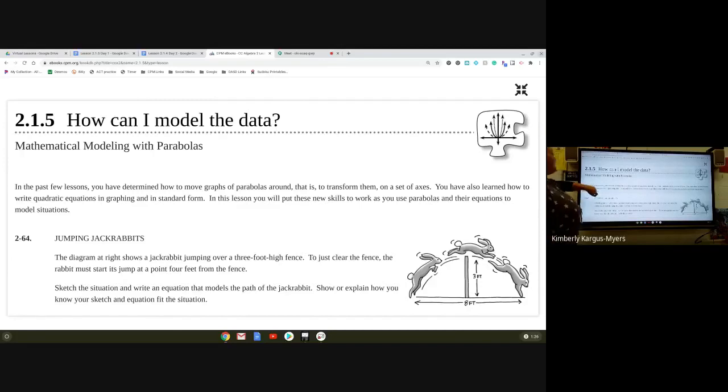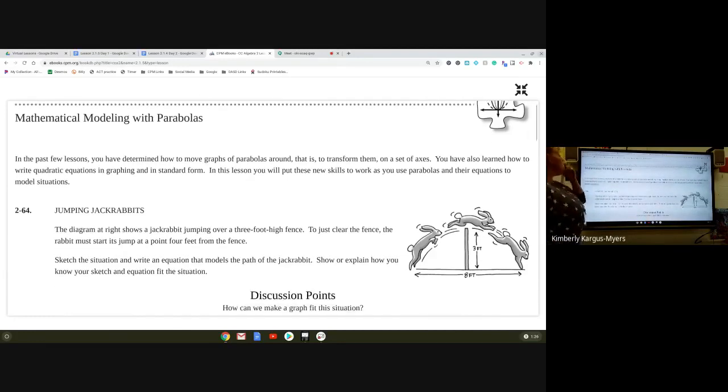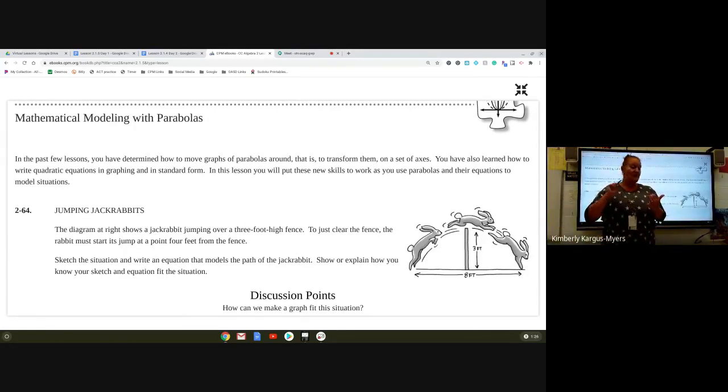Let's jump into 215. So we are going to model some data. You're going to be looking at some situations and writing some equations about those situations. So far, we have done a lot of work with the vertex and with horizontal and vertical shifts. We've talked about the A value and the fact that it has to do with the orientation, but also the stretch and compression of your parabola.